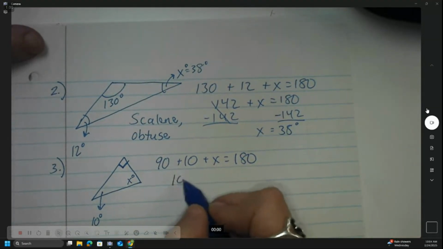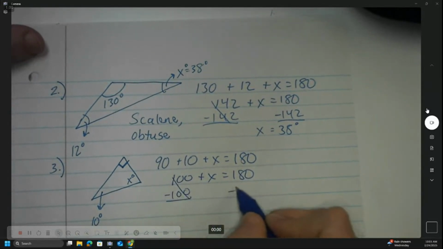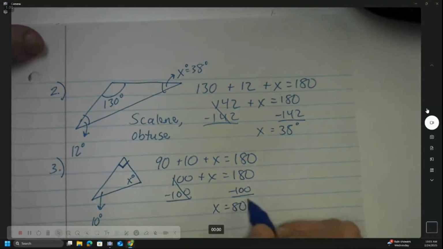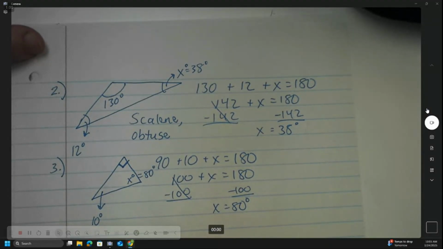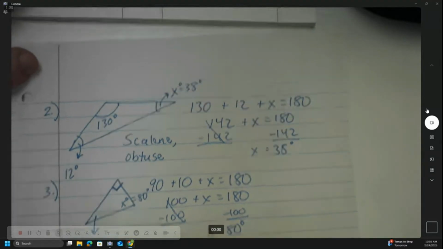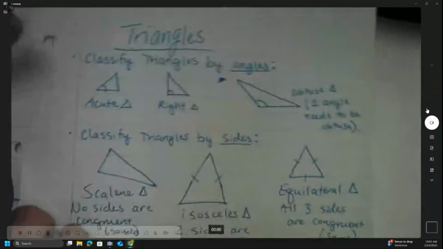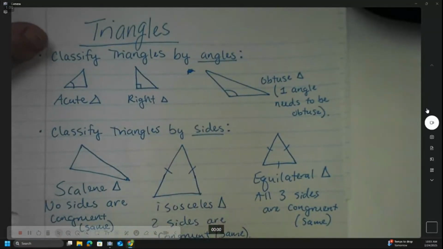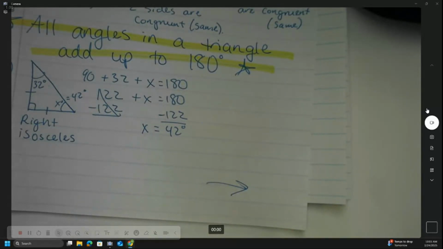This right here equals 100 plus x equals 180. I'm going to subtract 100 from both sides. X equals 80 degrees. That guy equals about 80 degrees. And you can classify it as a right. And all side lengths are different. So that is classifying triangles, okay, by its angles, its sides, and finding missing measurements. And remember the star highlighted note, all angles in a triangle add up to 180 degrees.